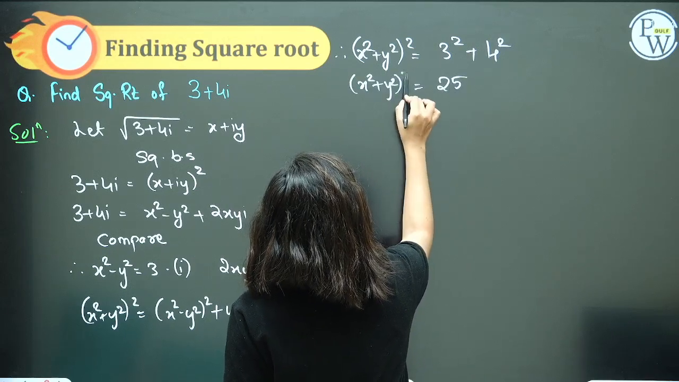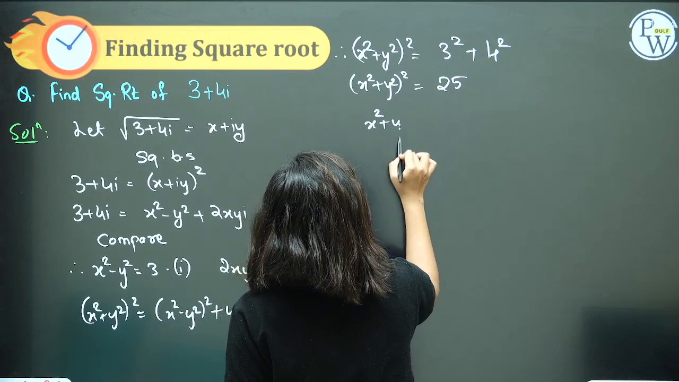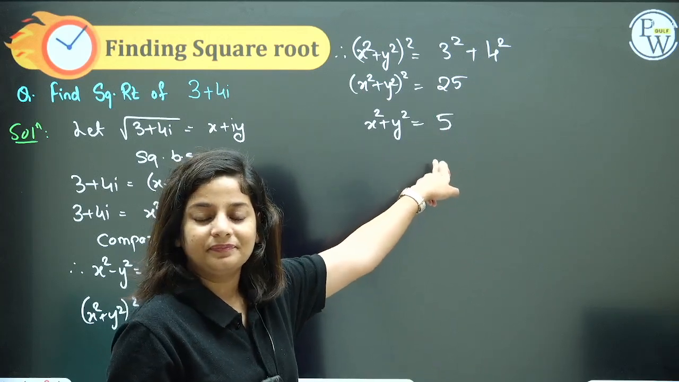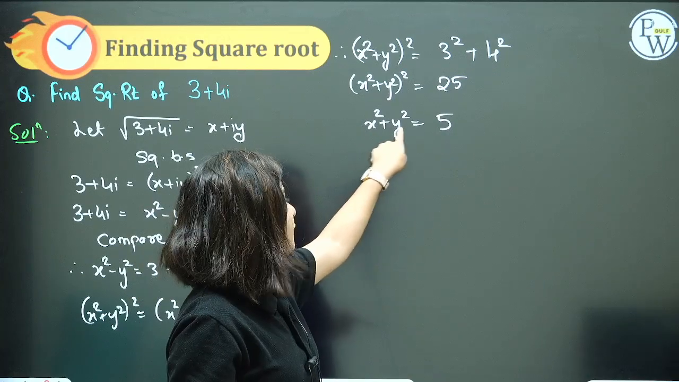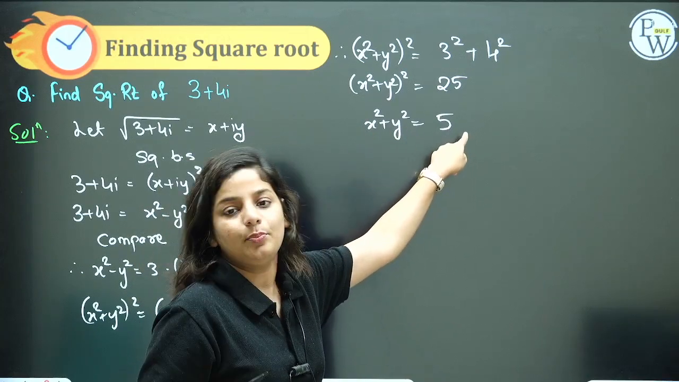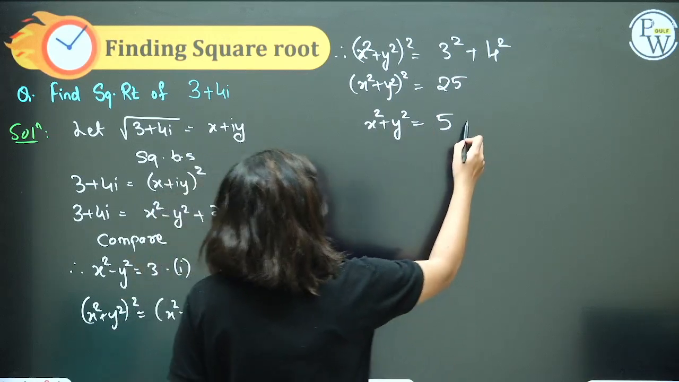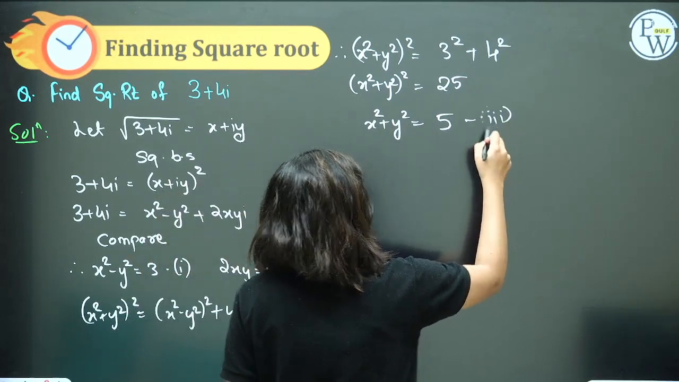And on taking square root, it's 5. Why not plus minus 5? Because when you add two squares, you will get a positive number only, not negative. This is your equation number 3.